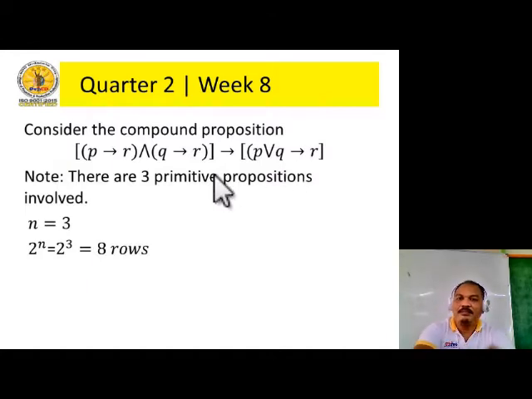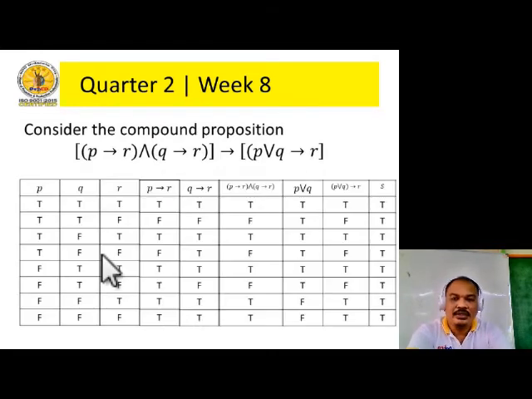So there are three primitive propositions. Take note, we have P, we have Q, and we have R. Then your n will become 3. Using 2 raised to 3, we are expecting that our table will give us 8 rows. So since we have 8 rows for the value of P, 8 divided by 2 is 4. Then we start now. There are 4 true and 4 false.